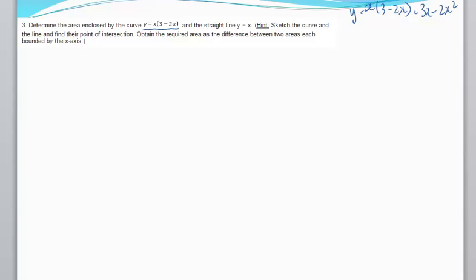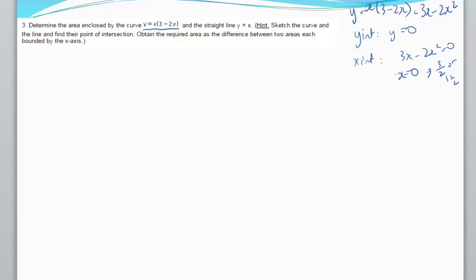We can say our y-intercept is at y equals 0. Now for our x-intercepts, we say 3x minus 2x squared is equal to 0. Putting it back, x equals 0 and also x equals 3 on 2, or 1.5. So there are our two intercepts.